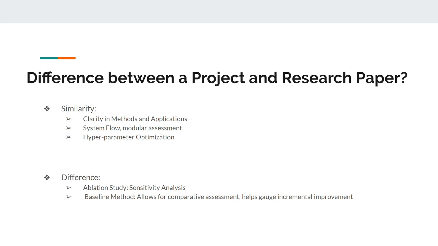The other key difference between a normal engineering project and a research paper is baselining. There has to be a baseline method which allows for comparative assessment and also helps gauge incremental improvement. So in this project, Build Your Own Research Internship, I want you to understand that these two parameters will be key in getting your final research project as close as possible to the acceptable research community standards, by having a baseline method and an ablation study.